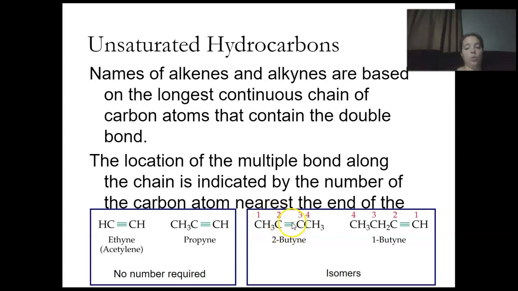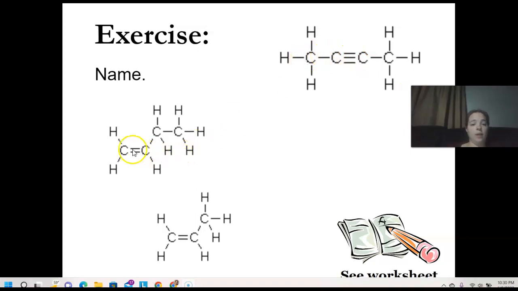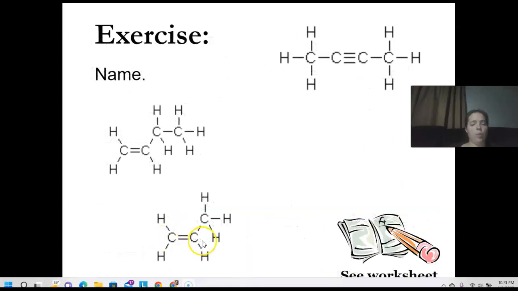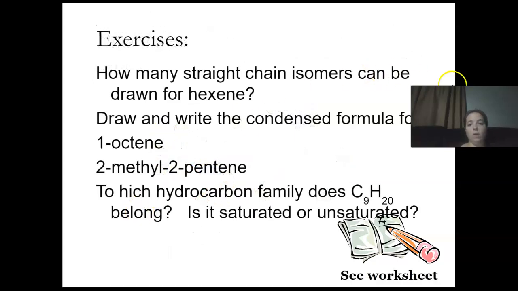So 1, 2, because it connects 2 and 3, so it's going to be 2-butene or butyne, and this one is going to be 1-butyne because it's right off the 1. So again, this would be 2-butyne. This is 1, 2, 3, 4. 1-butyne, and this is 1-pentyne. Oh, butyne, I was right. This is 1-propyne or propene. This is propene. Sorry, this is 1-butene. Looking at this condensed formula, I'm not going to make you do that right now.